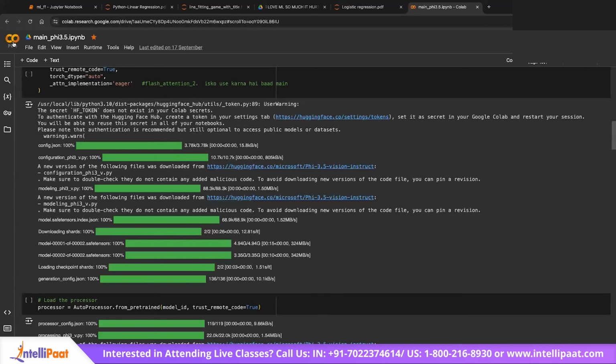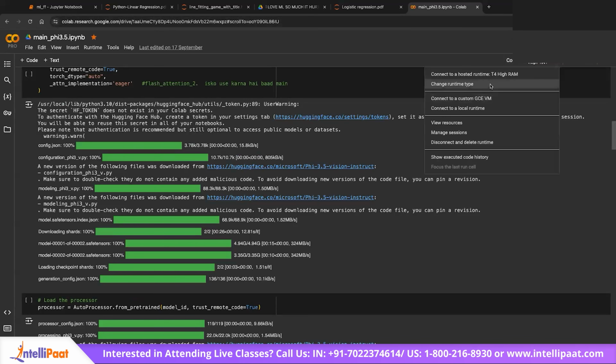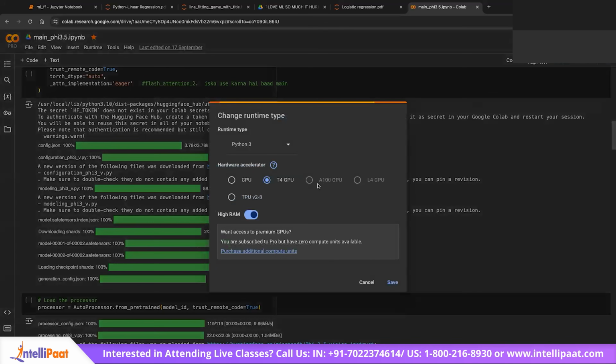I use something called Google Colab Pro. The difference in Pro is that I get an opportunity to connect with something called an A100. A100 is a very expensive GPU, so you will not have this option. I have this option. You will only have CPU, GPU, or TPU.